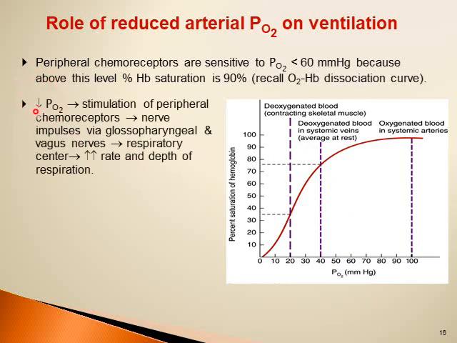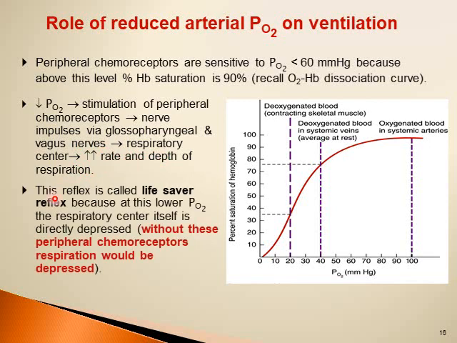When partial pressure of oxygen drops below 60, this will stimulate the peripheral chemoreceptors. Nerve impulses via the glossopharyngeal and the vagus nerves will send impulses to the respiratory center. This will increase the rate and depth of respiration. This reflex is called the life-saver reflex because at this lower partial pressure of oxygen, the respiratory center itself is directly depressed. Without these peripheral chemoreceptors, respiration would be depressed.